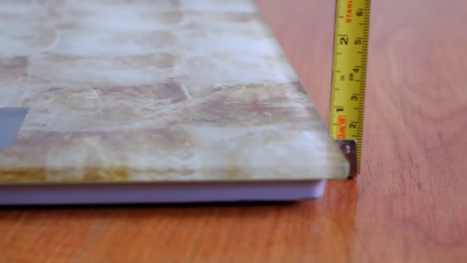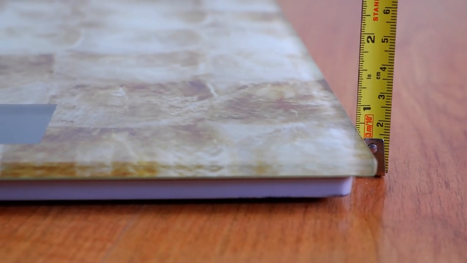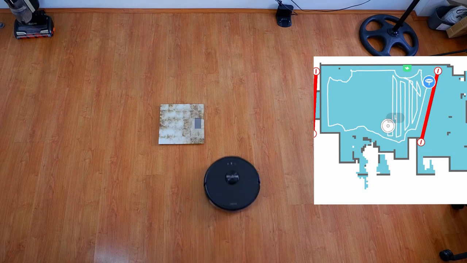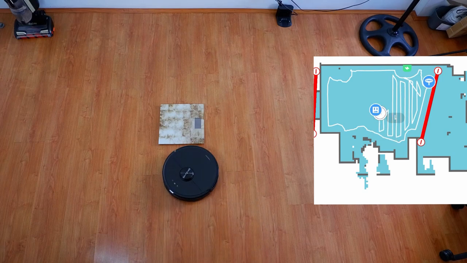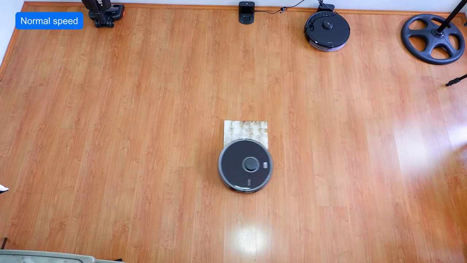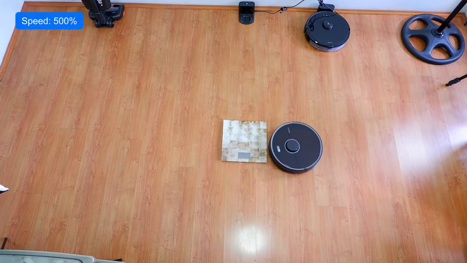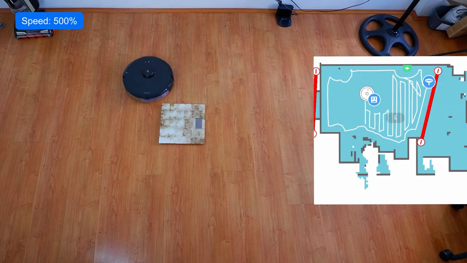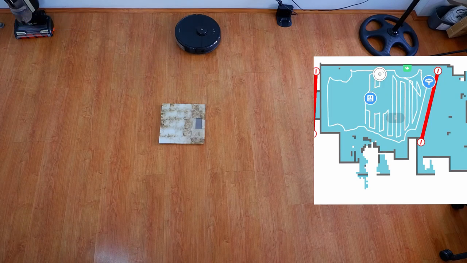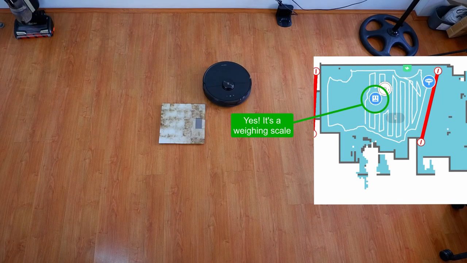Even if the weighing scale is less than 1/2 inch tall, which is below the minimum threshold of 3 centimeters, the camera was able to detect and avoid colliding with it, while the S5 Max, that doesn't have the camera, went over it several times. So this brief comparison shows you what this technology is capable of. If you look closely at the app, the camera correctly identified the obstacle in the map as a weighing scale.